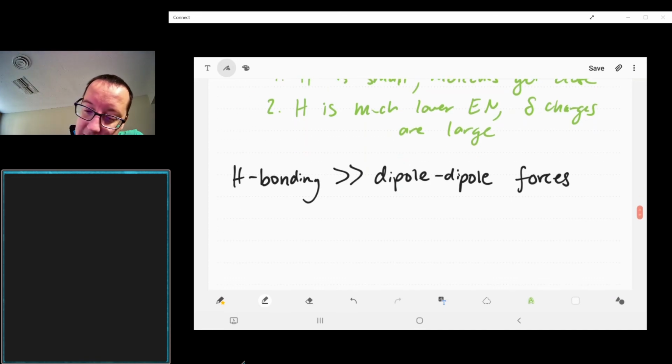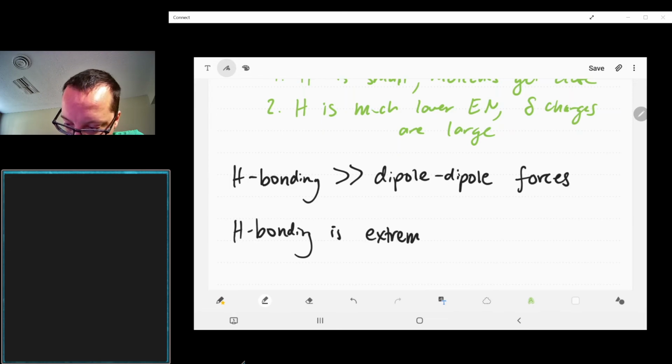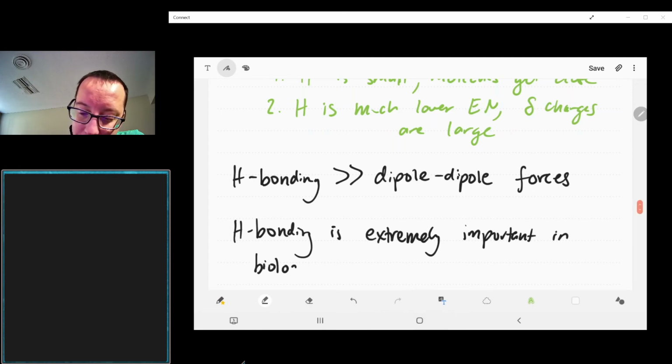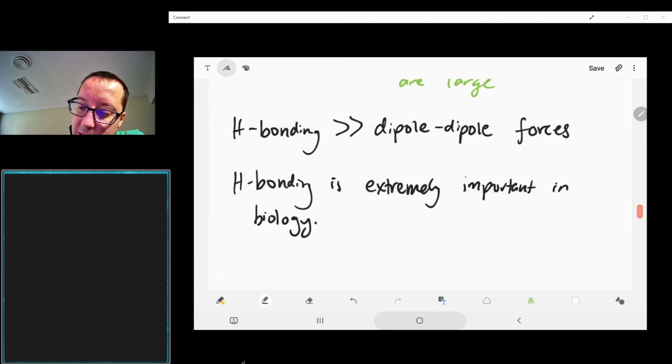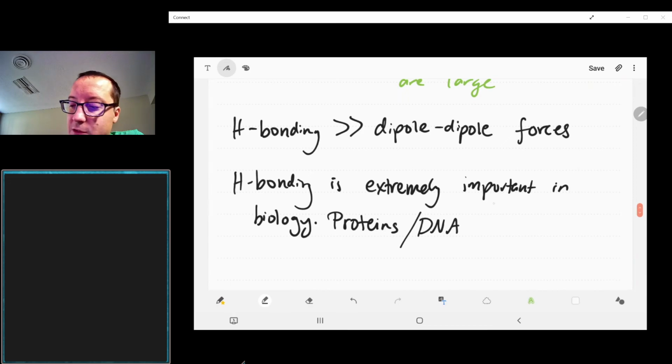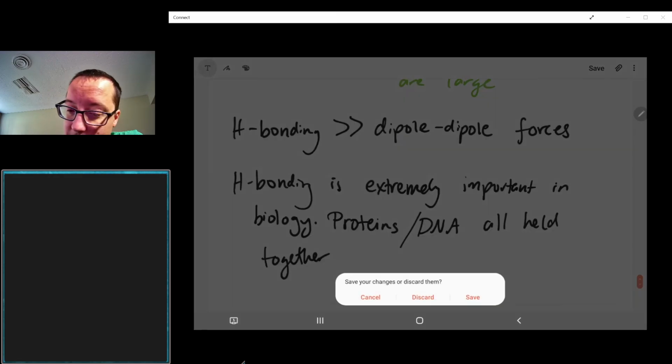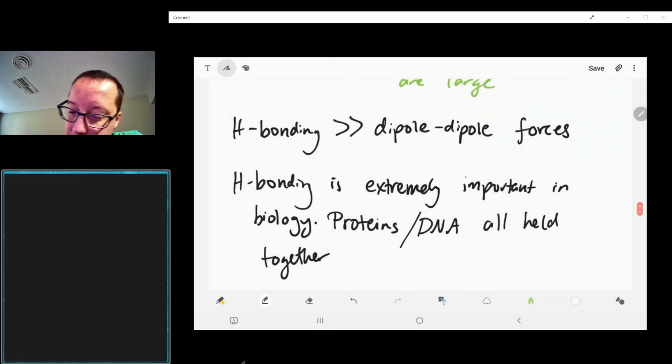And we're going to see that hydrogen bonding is extremely important in biology. We're going to see that proteins and nucleic acids are all held together mainly through hydrogen bonds.